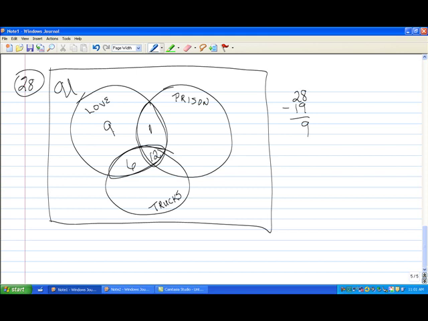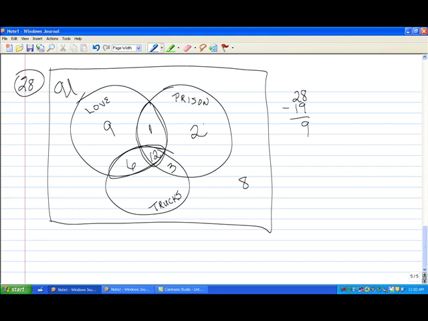3 about a truck driver in prison who is not in love. Truck driver in prison who is not in love, so that would be this region here. 2 about people in prison who are not in love and do not drive trucks. That would be that one. That's 2. 8 about people who are out of prison, not in love, and do not drive trucks. So that has to be out here.